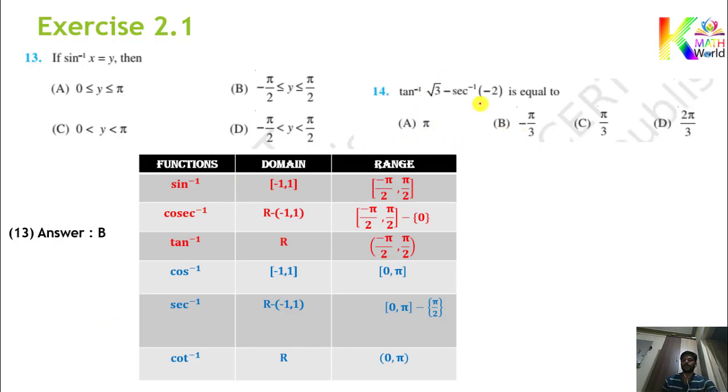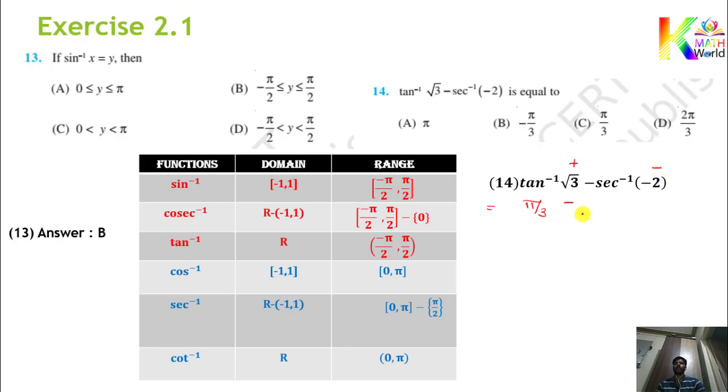Tan inverse root 3 minus sec inverse of minus 2. This is your question. Okay, so this is your positive value. So from first quadrant we can write tan 60. 60, that is root 3. 60, that's why here we can write pi by 3. Minus. Here you can see this is your negative value.